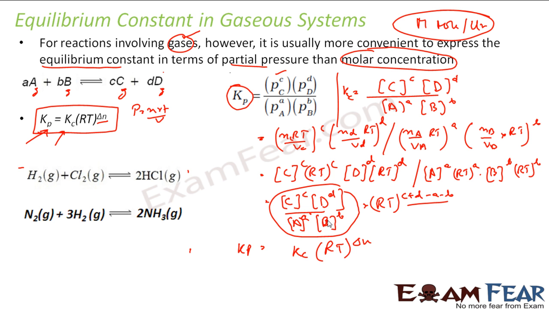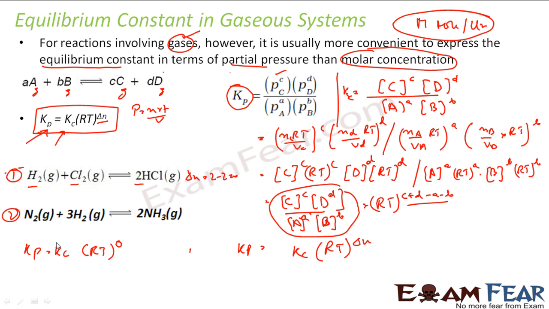So if you see for this equation, let's suppose this is equation 1 and this equation is 2. For equation 1, my Kp will be Kc RT to the power delta n. What is delta n? This is 2 minus 1 minus 1. That is, delta n here will be 2 minus 2, that is 0. In this case, Kp will be equal to Kc.